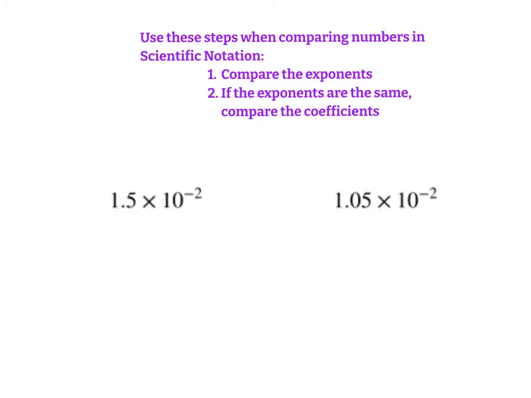Here's another example that has negative exponents. Let's follow those two steps, compare the exponents. Let's see, those are the same. So now we have to compare the coefficients. So we're comparing 1.5 to 1.05, which is the bigger number? So it looks like 1.5 would be greater than 1.05. If we expanded it, let's take a look at what that looks like.